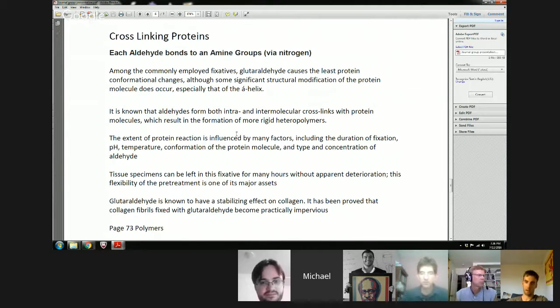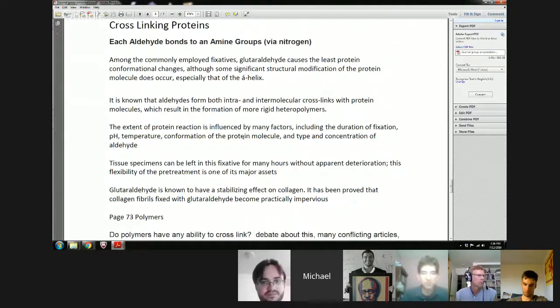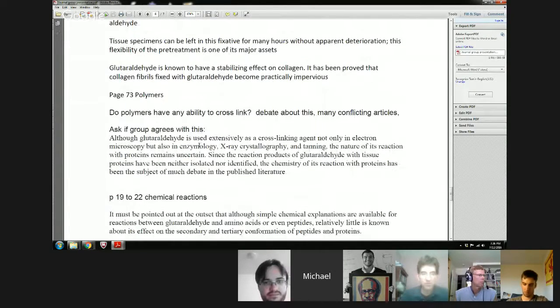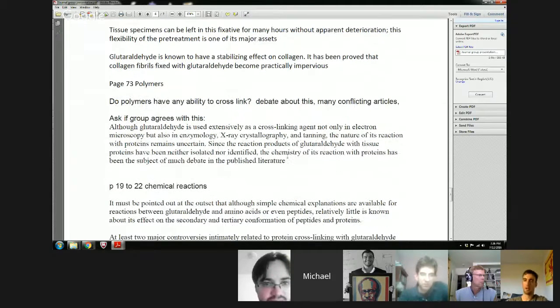So let's see if I have any other notes that I want to talk about now. Oh yeah, okay. So ask if the group agrees with this. This is from the paper. Although glutaraldehyde is used extensively as a cross-linking agent, not only in electron microscopy, but enzymology, et cetera, the nature of its reaction with proteins remains uncertain. Since the reaction products of glutaraldehyde with tissue proteins have neither been isolated nor identified, the chemistry of its reactions with proteins has been the subject of much debate. So is this still true today? Is that something that in the last 20 years people have resolved?